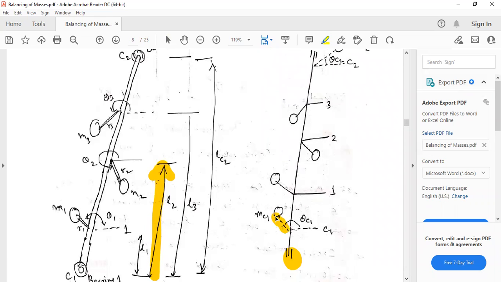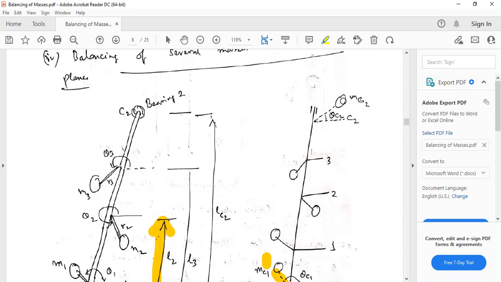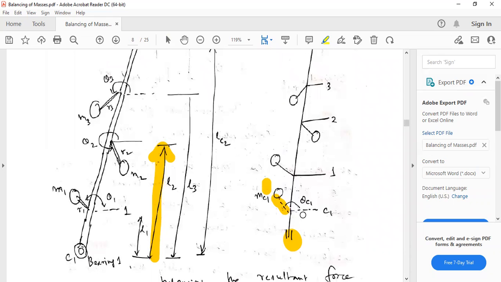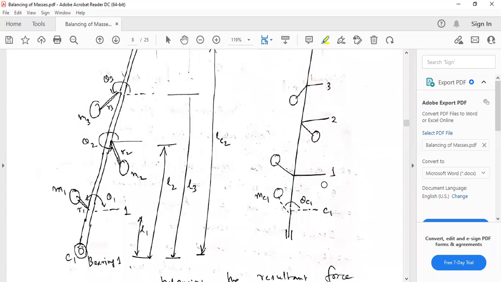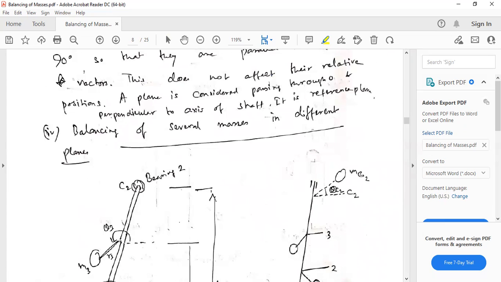Now we have placed these two balanced masses and we need to know the radius and the mass. Similarly, the mass mc2 here, and its radius and angle also. If we know all three things, one more thing is required: where to place them, the axial distances. If we take this as our reference, then we need to know this length also, from the fixed point to this one and this one also.